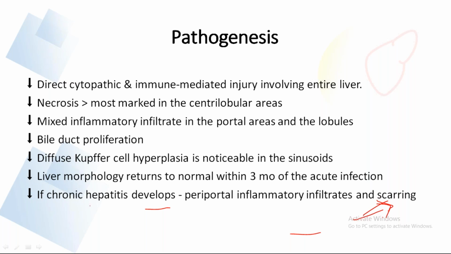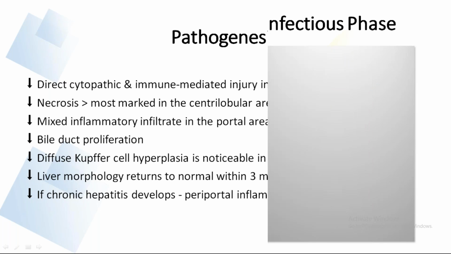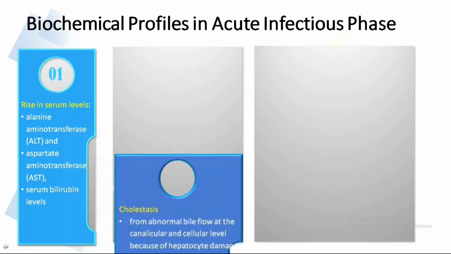Only in case of chronic. Otherwise, total resolution in the case of 3 months maximum. So this is the general progression of pathophysiology. Now the biochemical profile of acute infectious disease, let's see.